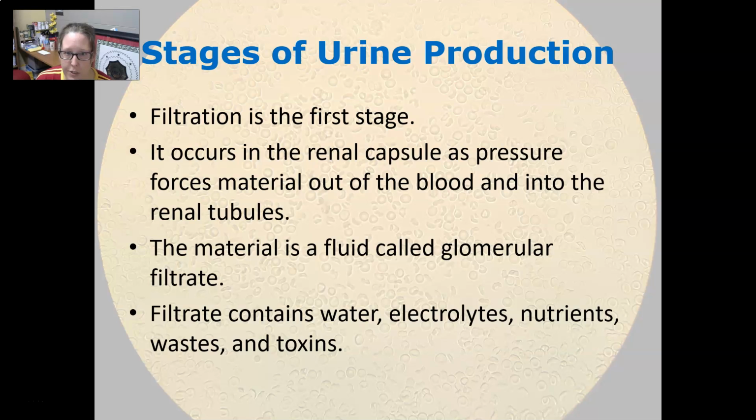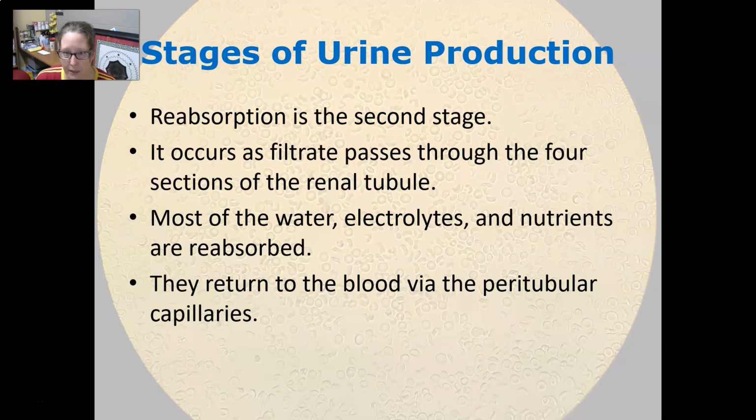So filtration is the first stage. It occurs in the renal capsule as the pressure forces the material out of the blood and into the renal tubules. So it happens at the glomerulus. And the material is a fluid that's called glomerular filtrate, or filtrate, and that filtrate will contain water, electrolytes, nutrients, waste, and toxins. Obviously, the substances that we might need to reclaim are nutrients and electrolytes and water. We don't really want to reclaim much in the waste and toxins, right?